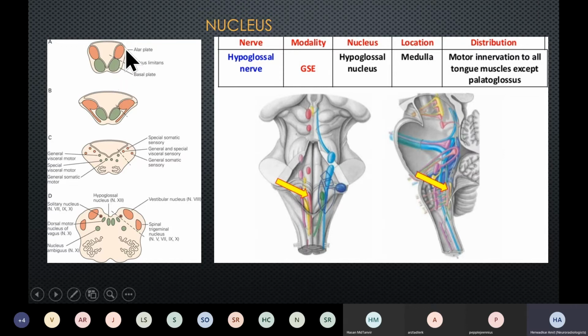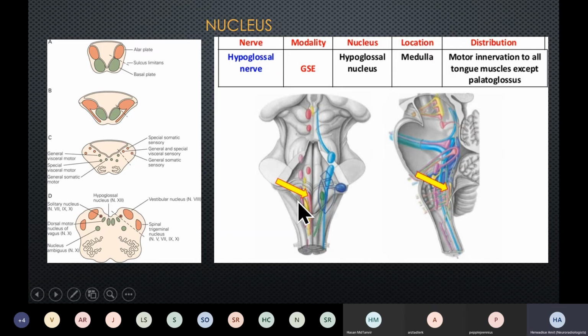The alar plate is going to give rise to the sensory neurons, the basal plate is going to give rise to the motor neurons. The motor neurons are more ventral and more medial as compared to the sensory neurons, which are derived from the alar plate and are more lateral and posterior. And hence, the hypoglossal nucleus, which is more medial and more anterior, is a motor nucleus, and that's the location. So if you have got to hunt for the hypoglossal nucleus, this is where we're going to go and search for it.